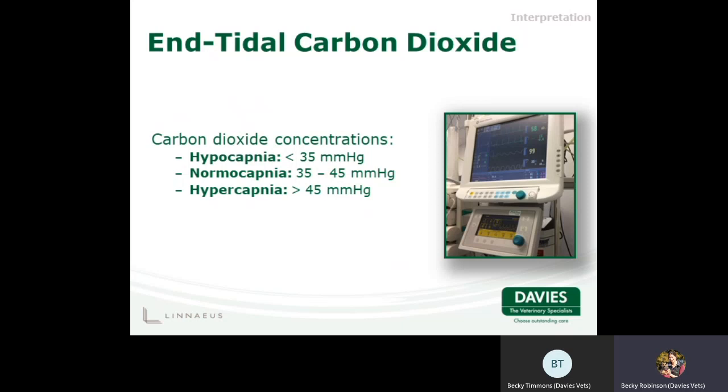However, levels above 60 millimeters of mercury should be addressed, and this is usually through a change in ventilation, whether that is instigating manual ventilation or changing the ventilation parameters that are already set up. And this is because excessive levels of carbon dioxide can result in narcosis, reduced myocardial contractility, vasodilation, and metabolic acidosis.